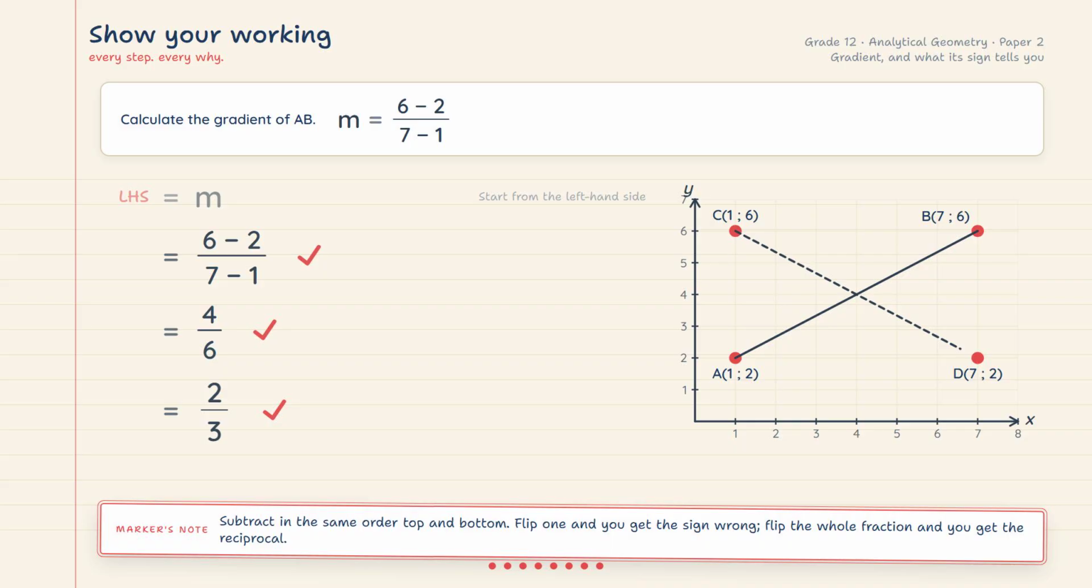The second one is nastier. If you put the x difference on top and the y difference underneath, you get the reciprocal, and the sign is still right, so nothing about it looks wrong. On this example, you would write 3/2 instead of 2/3. The picture will not save you there. Only the order of the formula will.